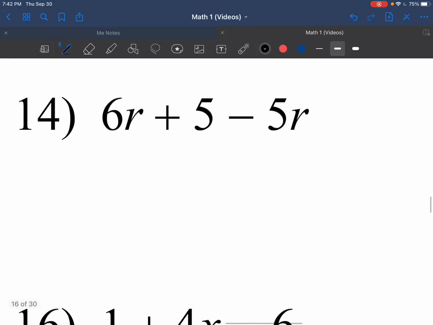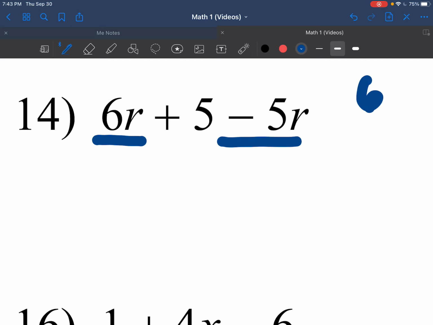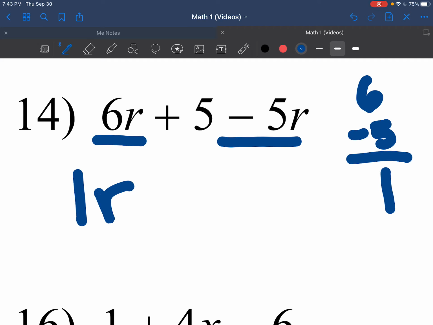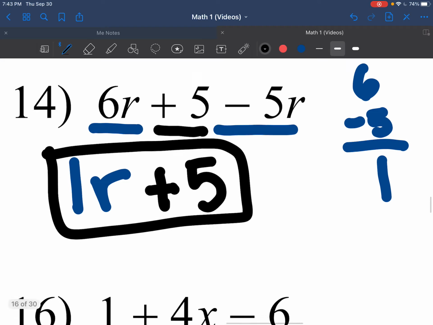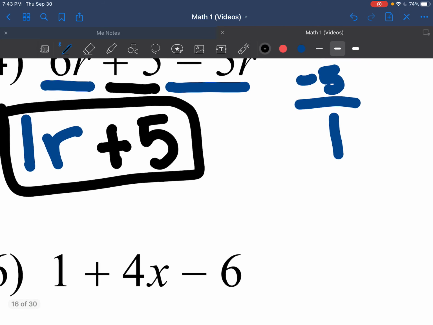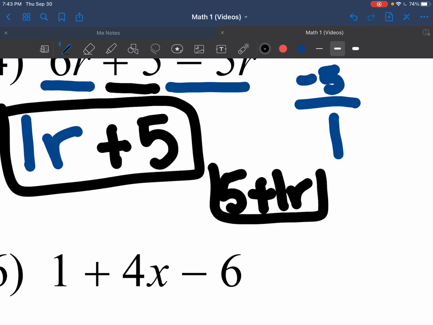14. We have 6r plus 5 minus 5r. Who are the like terms? The 6r and the minus 5r. So think about this. What is 6 minus 5? Well, that's 1. So really, we have 1r left. We didn't fiddle with plus 5, so we just bring plus 5 down. Okay? And if you wrote 5 plus 1r, that's still good. That's still a good answer.